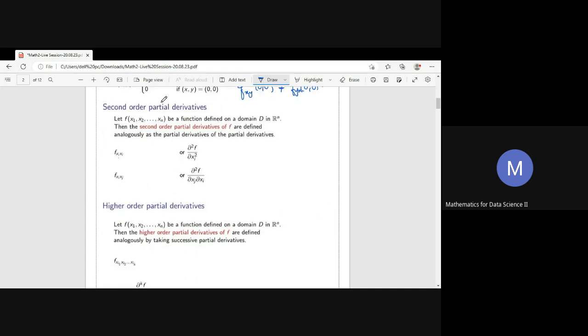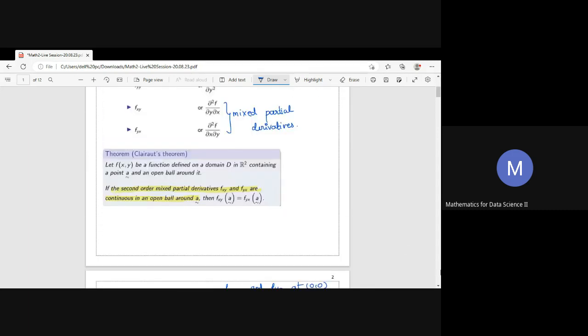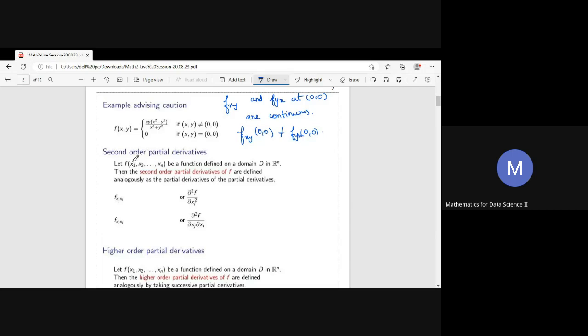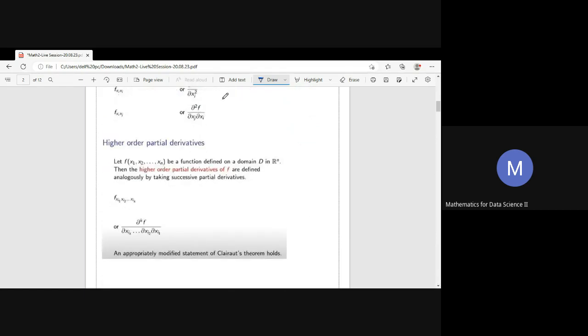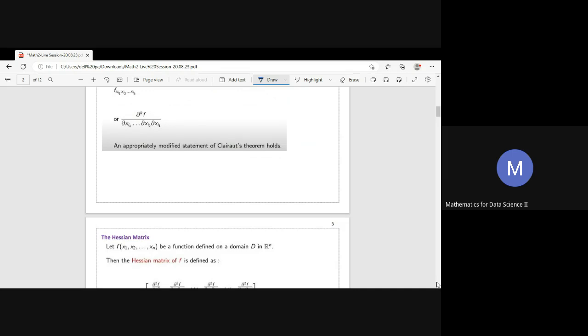For second order partial derivatives, let f of x1, x2, ..., xn be a function. Now we are considering any function of n variables. Here we have seen all the conditions for two variables, so it is easier to understand. The same we can do for any function with n variables as well. Now higher order partial derivatives. First order and second order we have seen, and for higher order partial derivatives you do the similar thing. And for Clairaut's theorem, you need to assume accordingly that the underlying partial derivatives are continuous. That condition you need to assume.